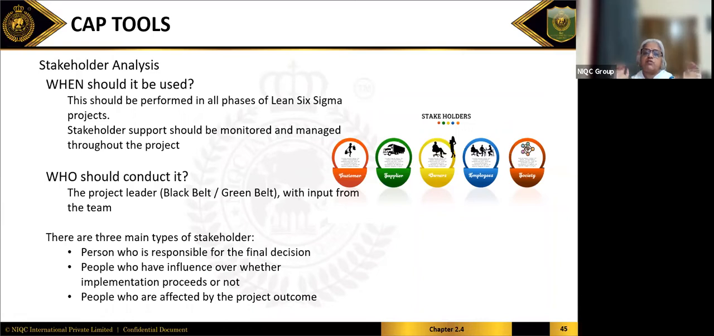I am the process owner. I will decide whether this is okay or not. So that person is also your stakeholder. Then, there can be a different person who's the process owner and a different person who's the business head. Business head will influence the process owner, yes or no? Will the business head not have an influence? Will your CEO not have an influence on the process owner? So sometimes they are also your stakeholders.